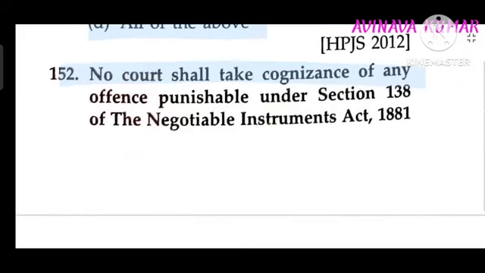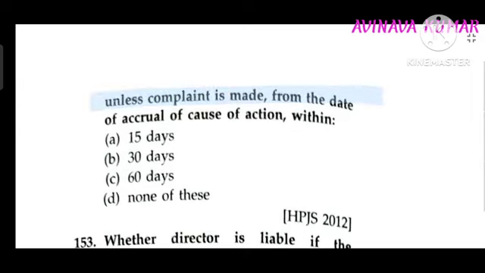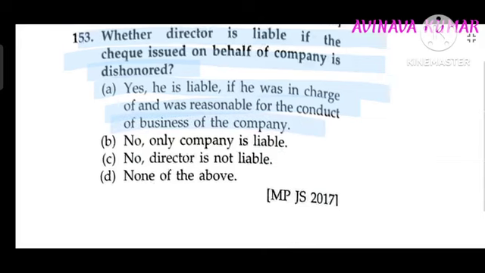No court shall take cognizance of any offence under Section 138 of NIA unless complaint is made within the limitation period from the date of accrual of cause of action. 30 days. Whether director is liable if check is issued on behalf of company and dishonored? Yes, he is liable if he was in charge of and was responsible for the conduct of business of the company.